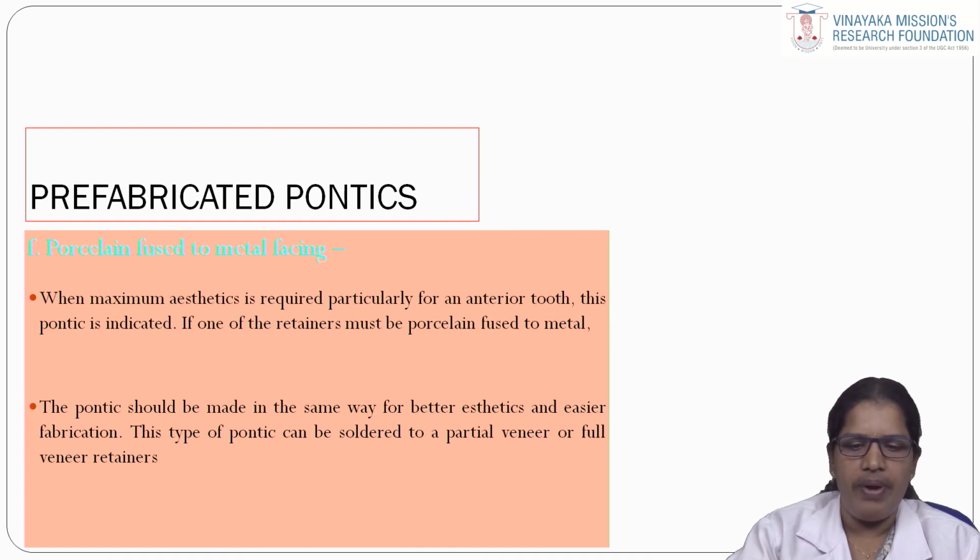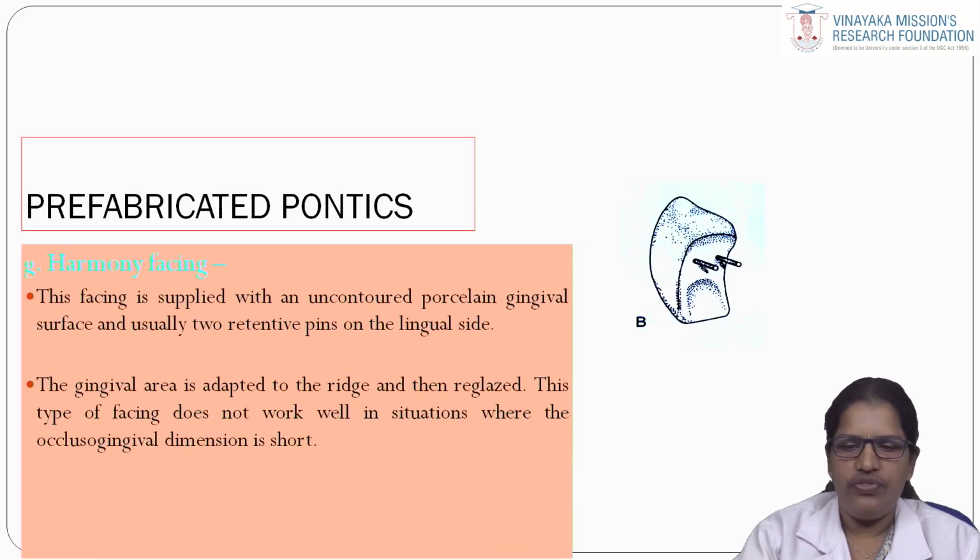The Pontic should be made in the same way for better aesthetics and easier fabrication. This type of Pontic can be soldered to a partial veneer or full veneer retainers. Harmony facing: this facing is supplied with an uncontrolled porcelain gingival surface, usually with 2 retentive pins on the lingual side. The gingival area is adapted to the ridge, then reglazed. This type of facing does not work well in situations where the occlusogingival dimension is too short.